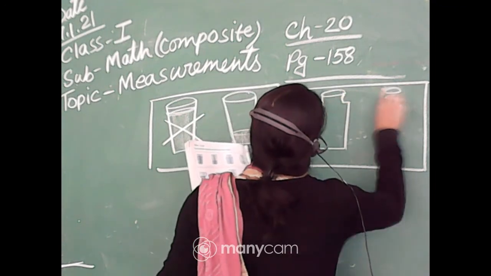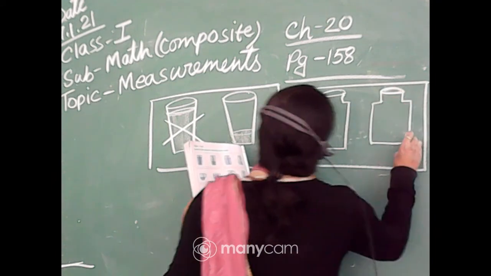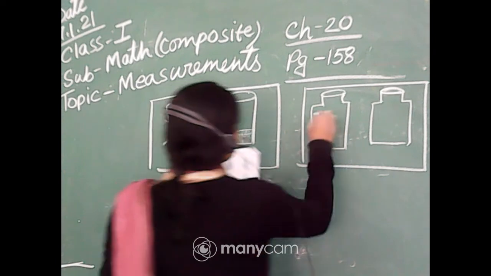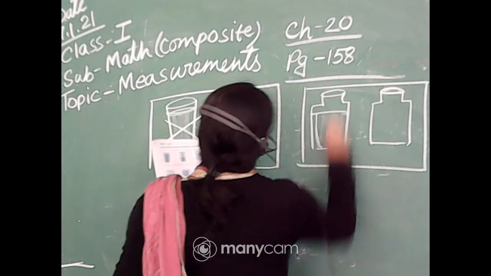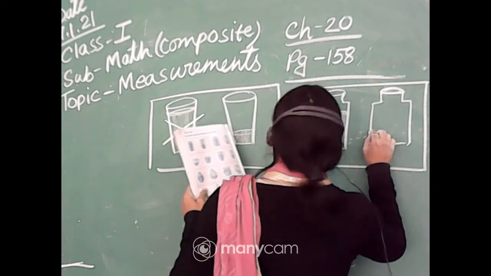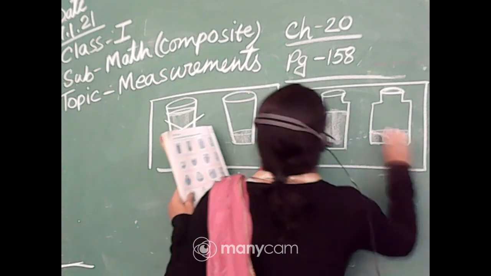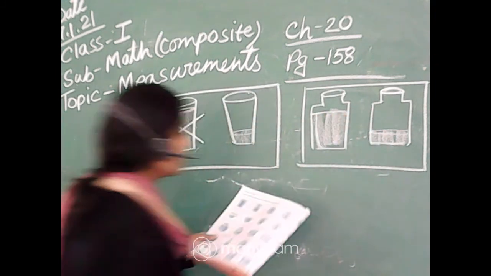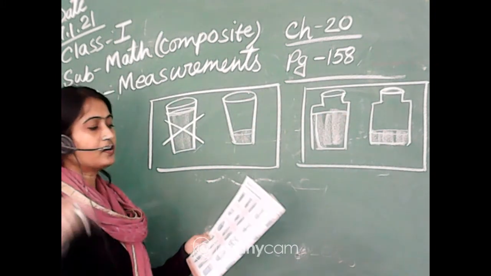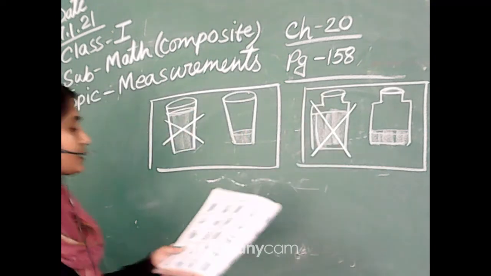Now the next one. Here is this much and here is this much. So which has more? Cross the container which has more. This container has more. Please cross it.